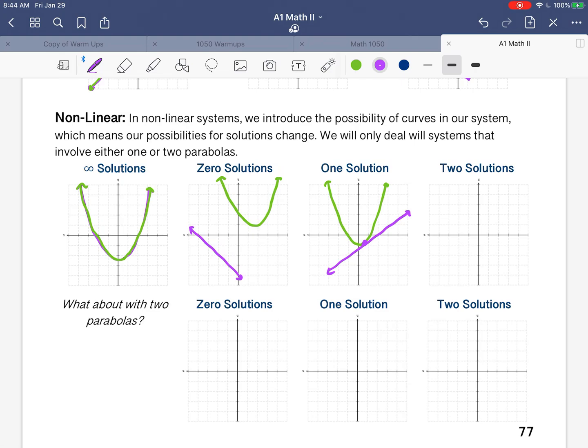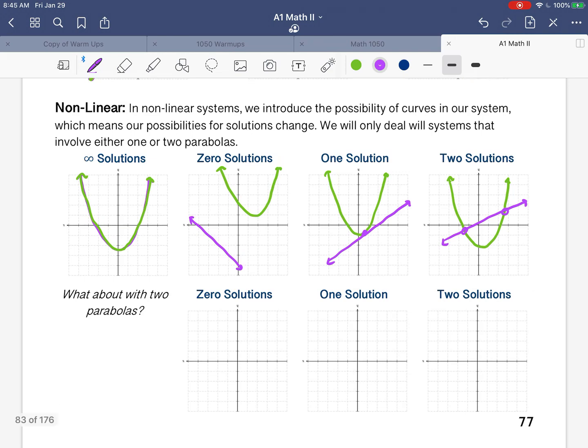And then we have the possibility of two solutions. So that's our sort of new possibility here, is that it is possible for a parabola and a line to cross each other twice. In fact, very likely, especially with the problems that we'll see, it's very likely that those two things will cross twice.